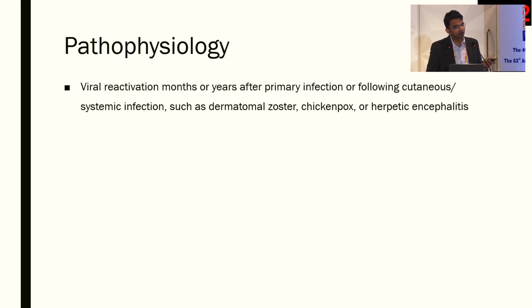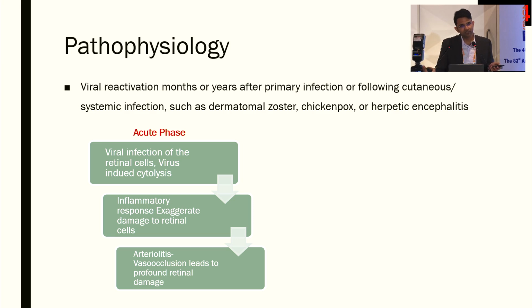Now, how does the viral infection reach the retina? It is not very clear, but it is presumed that it occurs because of a retrograde transmission of the virus from the ganglia, predominantly through the ophthalmic division or the maxillary division of the trigeminal nerve. Through that, it comes to the eye. The virus reactivation can occur years after the primary infection, which could have been subclinical, or in certain cases it could occur with a systemic primary infection, such as in patients who have herpetic encephalitis or dermatomal zoster. In those patients, sometimes you can have primary viral infection in the eye as well.